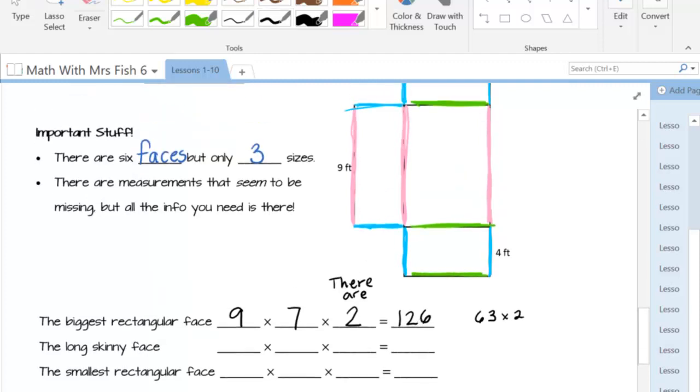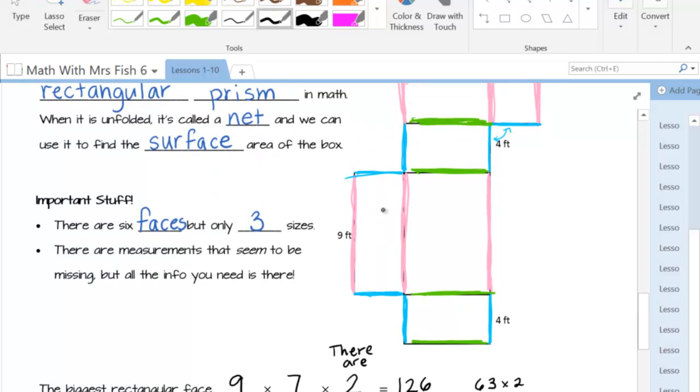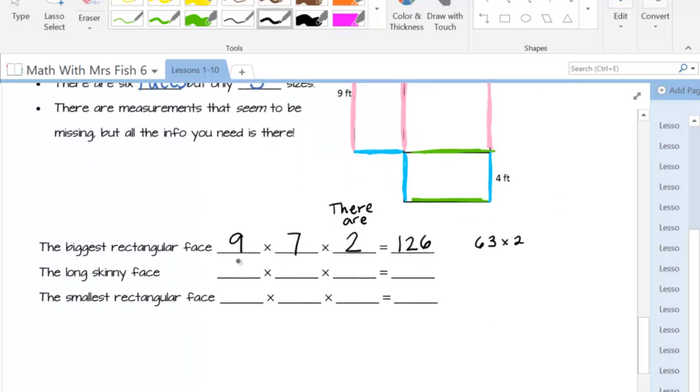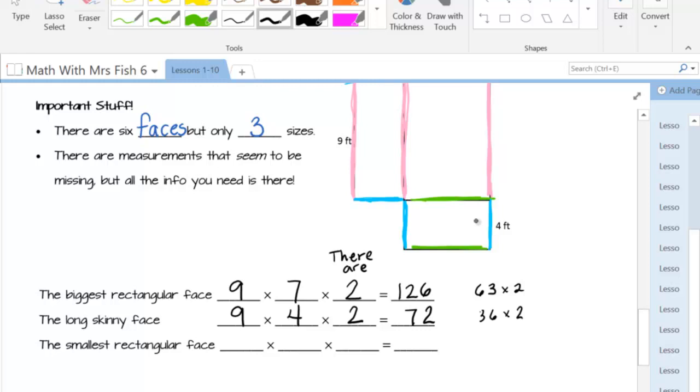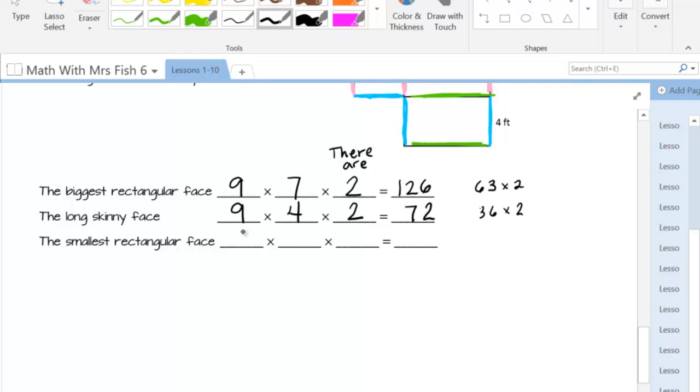The long skinny face, that's this one right here, is 9 feet by 4 feet. 9 by 4, and there are two of those. So we have 36 times 2 is 72. And then the smallest rectangular face is 4 feet by 7 feet. So I'm going to write 7 and 4, and there are two of those. So now I have 28 times 2, which is 56.